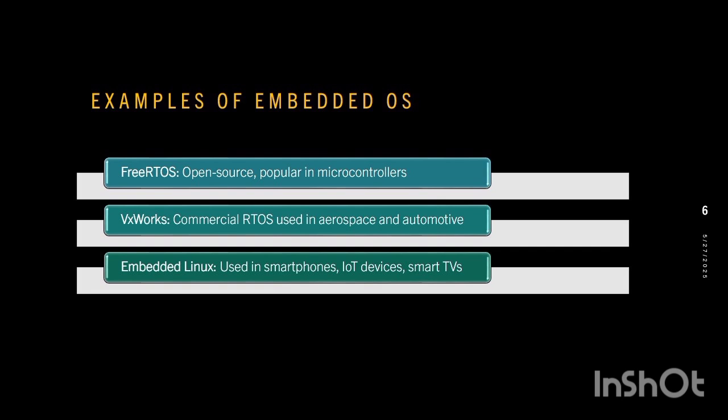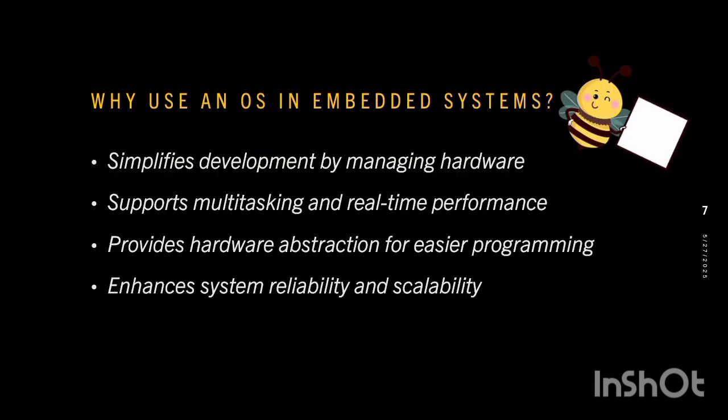Now let's come to the main takeaway: why do we use an OS in our embedded systems? If we are using an OS in our embedded system application, it simplifies development by handling the low level hardware tasks so that developers can focus on application logic. That means it will mainly support us in multitasking, letting devices do several things at once, which is essential for our modern embedded applications, right?